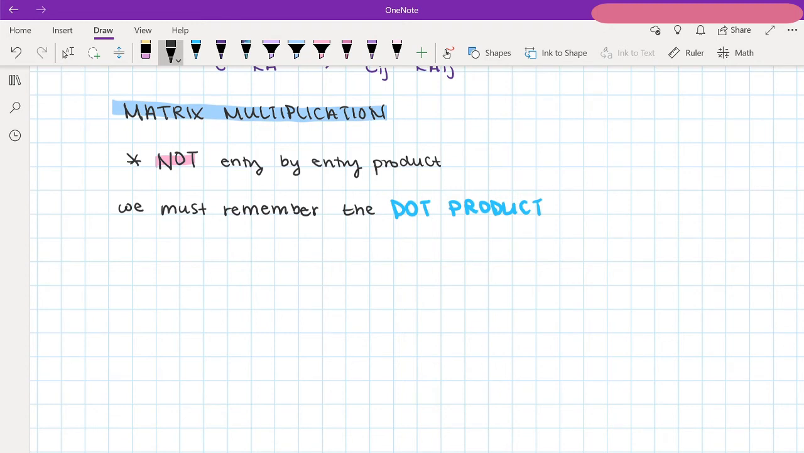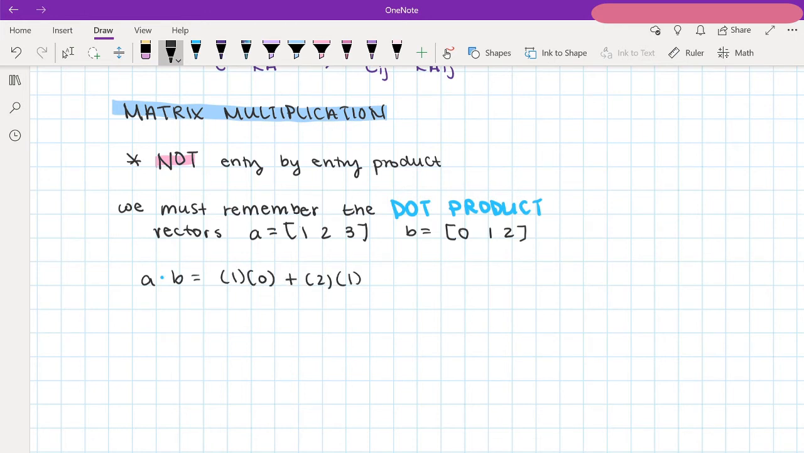The dot product is very useful for a lot of different courses, such as physics or all kinds of math courses as well. So in our example, we have A is a row vector and B is a row vector. And so A dot B would be 1 times 0 plus 2 times 1 plus 3 times 2. This is equal to 0 plus 2 plus 6, and in total the dot product is 8.